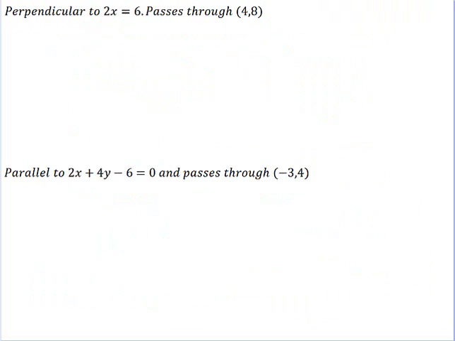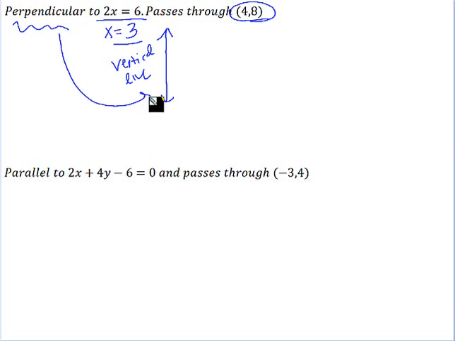Here are just some more examples of these. This time we want to be perpendicular to 2x equals 6, and we pass through the point 4, 8. Well, 2x equals 6. There's no y there, so we can't get y alone. Notice here, though, that x would equal 3. Now you have to recall what happens when we have x alone. When we have x alone, that means that we have a vertical line. Well, what is perpendicular to a vertical line? A horizontal line.